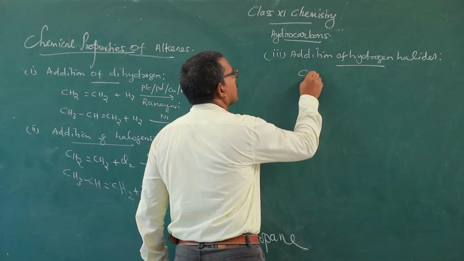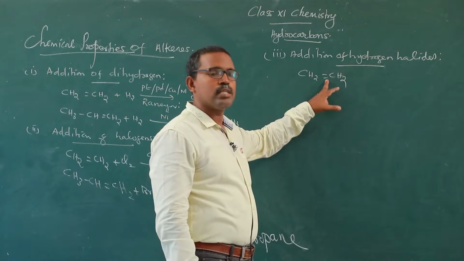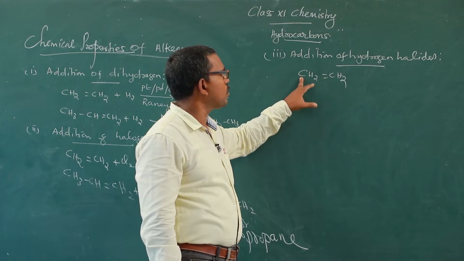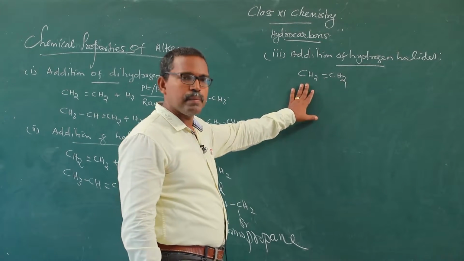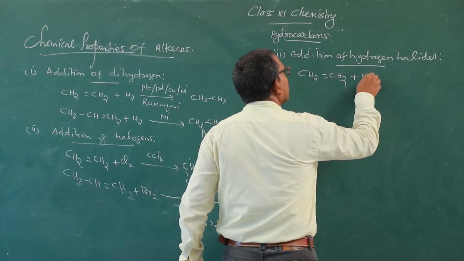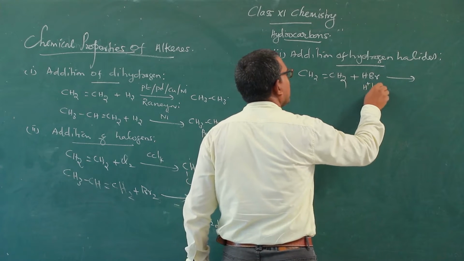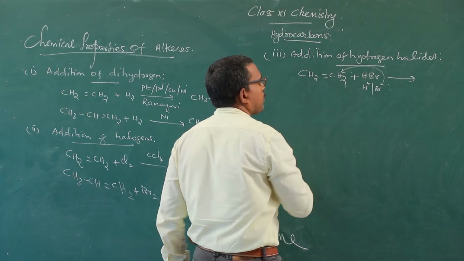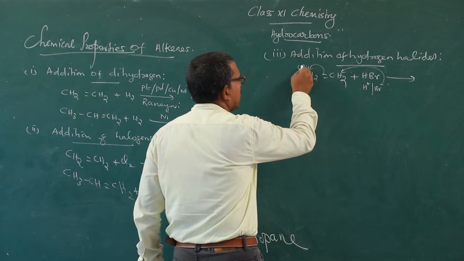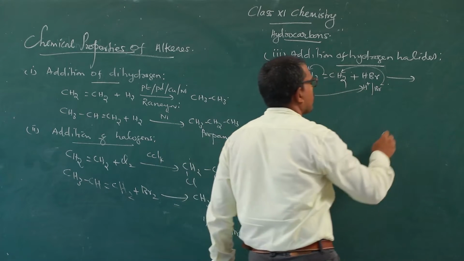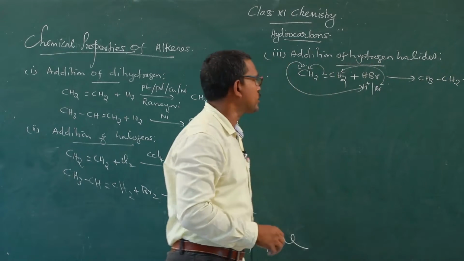For example, ethylene is a symmetrical olefin. Why? On either side of the double bond there is one carbon atom, so the same number of carbon atoms is present. It reacts with the hydrogen halide HBr. HBr splits into H plus and Br minus. Suppose the Br minus attaches here, then the bond shifts, and this methylene group carries a negative charge. This negative charge attracts the proton. So it gives CH3-CH2Br, a normal addition reaction.